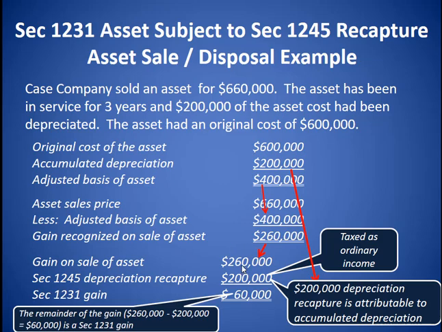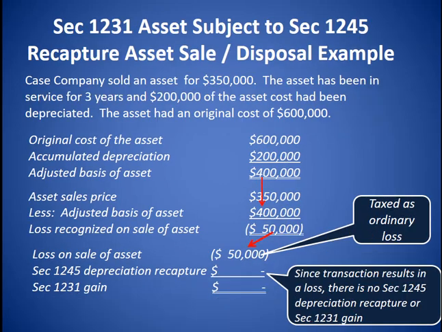We have to recognize $200,000 as Section 1245 depreciation recapture, which is taxed as ordinary income. That's attributable to our previously taken depreciation. But now we do have a remainder above the $200,000 depreciation recapture. The gain on our sale of the asset was $260,000, minus the $200,000 depreciation recapture, which means we now have a $60,000 Section 1231 gain. And again, that may be subject to favorable tax treatment.